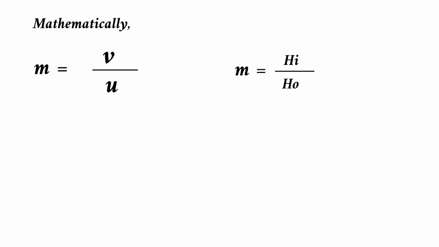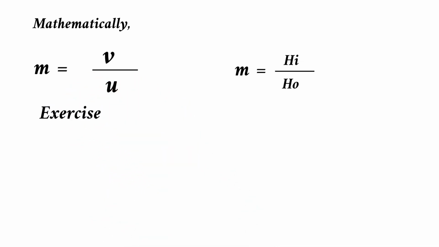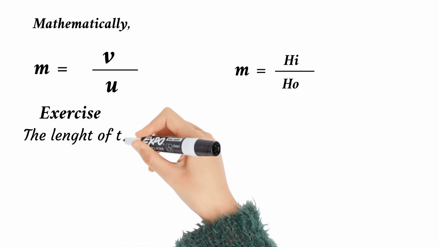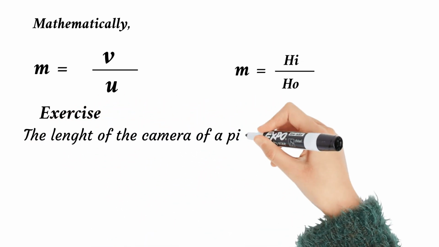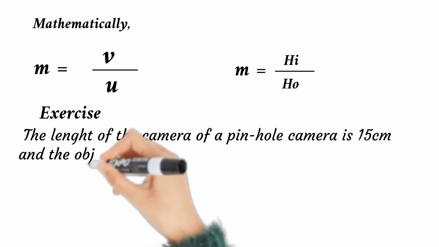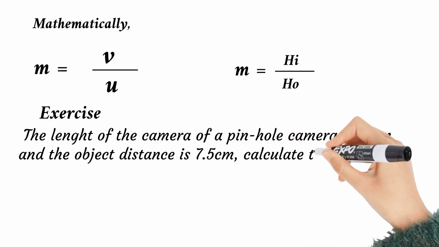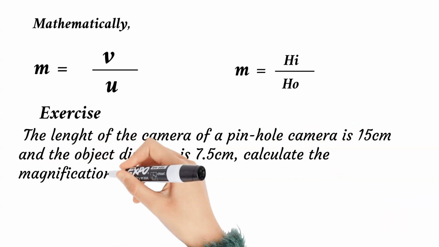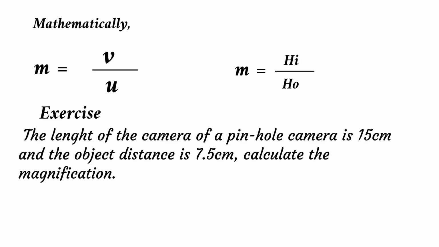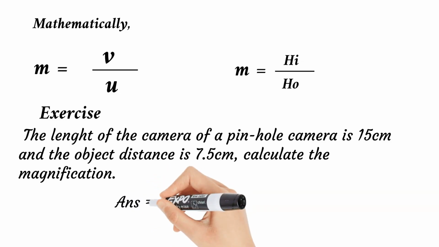All right. Now I'm going to give you one exercise. Please, I want you to solve it and get the answer to me. Exercise. The length of the camera of a pinhole camera is 15 cm and the object distance is 7.5 cm. Calculate the magnification. Don't forget the length of the camera is the same thing as the image distance. All right. So I want to get your answer.